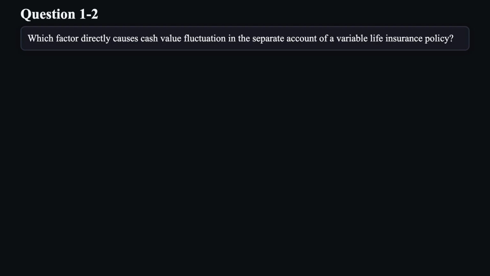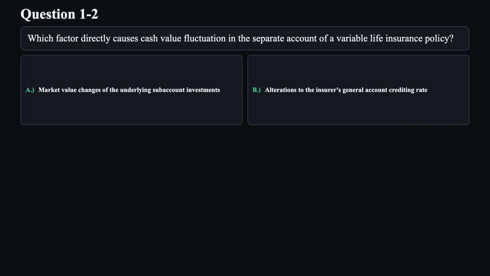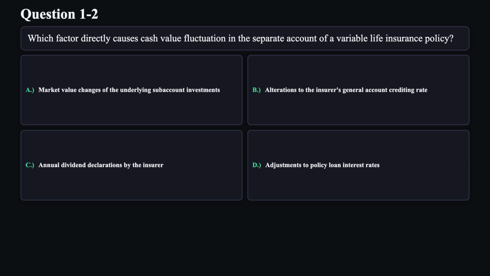Question 2. Which factor directly causes cash value fluctuation in the separate account of a variable life insurance policy? A. Market value changes of the underlying subaccount investments. B. Alterations to the insurer's general account crediting rate. C. Annual dividend declarations by the insurer. D. Adjustments to policy loan interest rates.